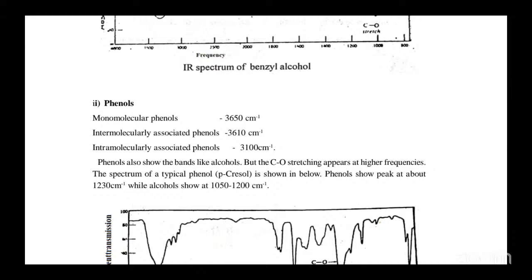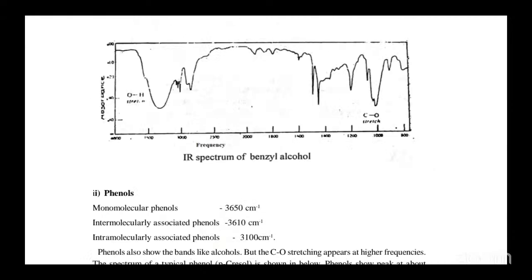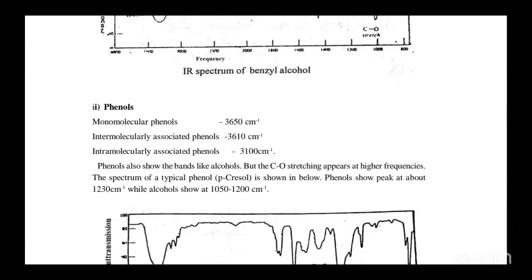And the phenols. Here the monomeric phenols absorb at 3650, and the hydrogen bonded phenols at 3610. The hydrogen bonding is decreasing the absorption frequencies here, right? And the intermolecularly associated phenols, 3100 cm⁻¹.